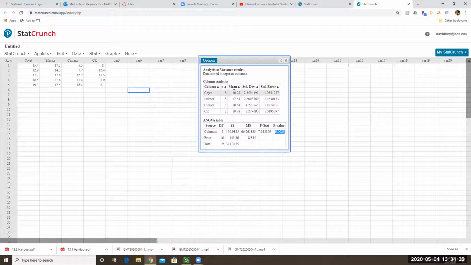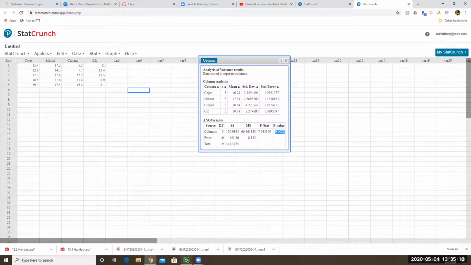It's also nice they give us the sample mean and sample standard deviation for each of the groups up here. So that's really useful information actually, because just looking at these sample means, it seems like Cojet and Sillistor have a pretty similar sample mean, and it seems like Samara and Ceramic Repair have a similar sample mean, but it seems like those 2 groups have different means from each other. You know what I mean? And certainly the p-value is indicating that there is a difference, right? It's telling us your p-value is really small, so you're going to reject the null hypothesis, right?